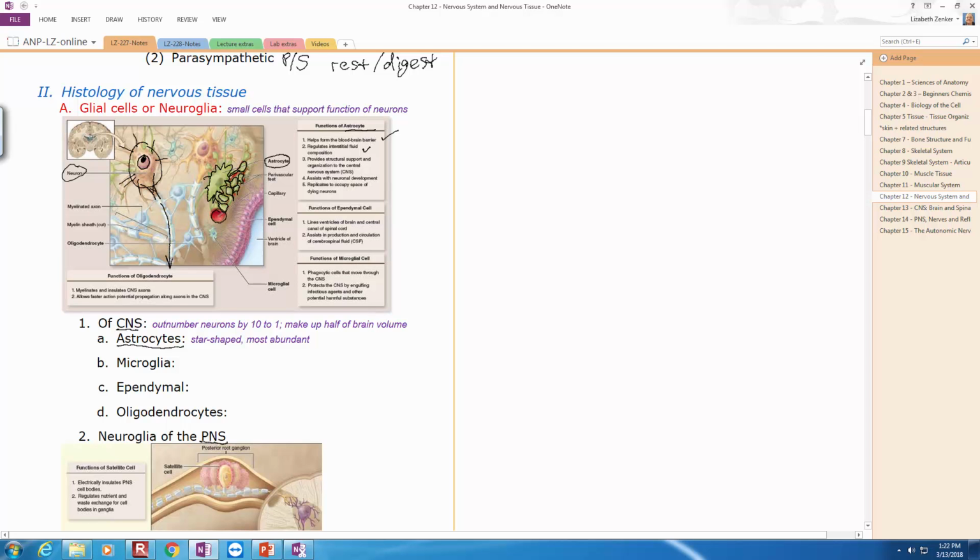It also says it regulates interstitial fluid composition. Interstitial means the fluid between one cell and another, so outside of the cells is interstitial fluid. So it's regulating the ion content around the neuron. Everything here is designed to support the neurons. For example, you learned that we could change what was going on with muscle physiology if we opened up certain gates and allowed certain ions to pass through.